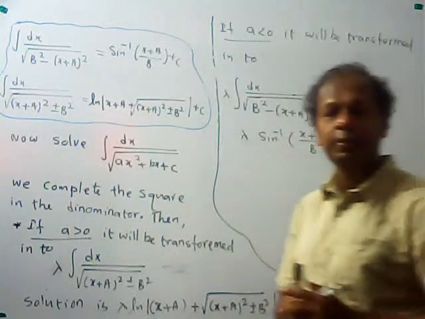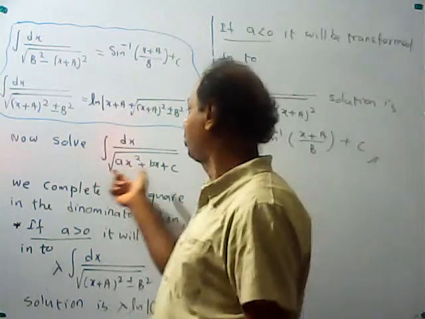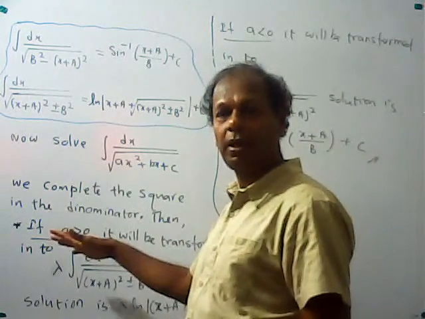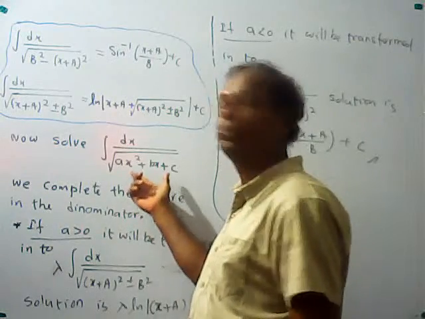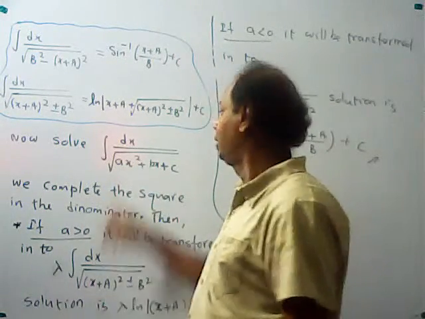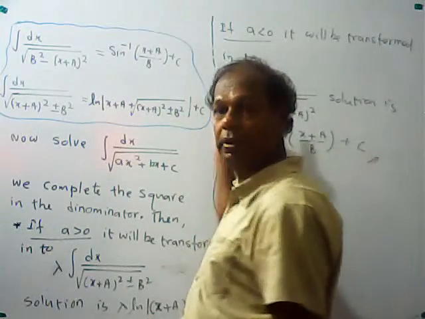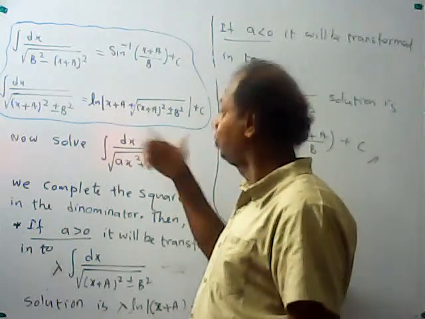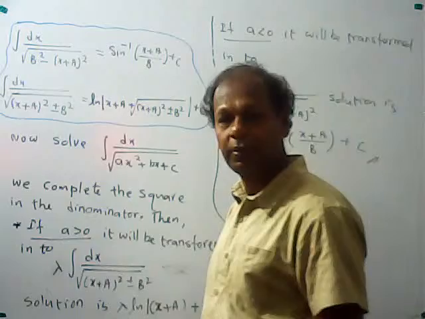So this is the method of solving a problem of this form. Complete the square in the denominator within the square root. Then if a is positive, we have a solution. If a is negative, we have a solution for that also. So whatever the problem, we can solve it.